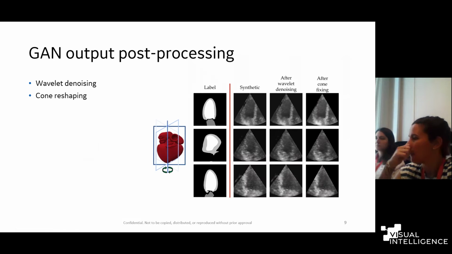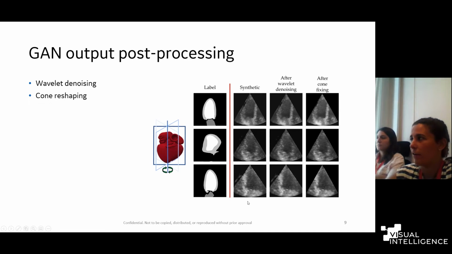And after this, I was using the GAN to synthesize images. So I took these 3D models of the heart, which were acquired with CT, and I sliced them to get the anatomical labels and used these labels as input to generate synthetic images, which looked like this.